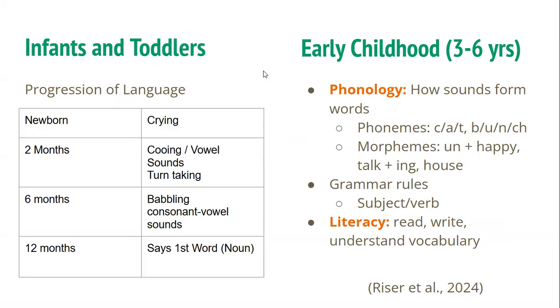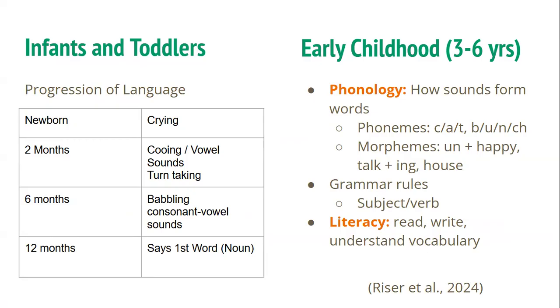So here are the childhood developmental stages. For infants and toddlers, the milestones will look like a newborn crying. At 2 months, they start cooing, making vowel sounds like ooh, ah. This is also when turn taking takes place, where it's like you're having a conversation with your baby. And then at 6 months, we've got babbling, consonant vowel sounds. So this can sound like ba ba ba ba ba, na na na na na. And then around 12 months, a child will typically say their first word, which is usually a noun.